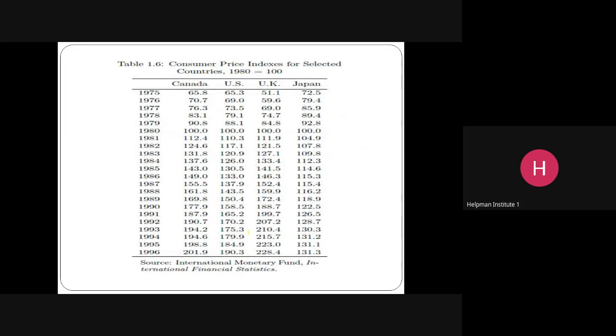So this is Table 1.6. It gives us the consumer price indexes for some selected countries from 1975 to 1996. Here we're saying that for 1980, they have the same price indexes between Canada, USA, UK, and Japan. The source for the data is the International Monetary Fund, International Financial Statistics. Because this data has been collected over a period of time, we call it time series data. We can see the values for Canada for all the various years down through to Japan.